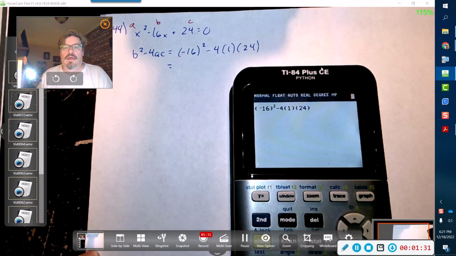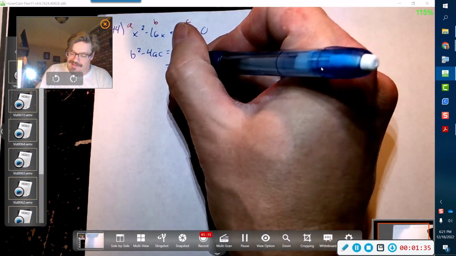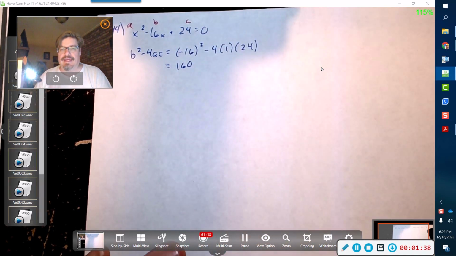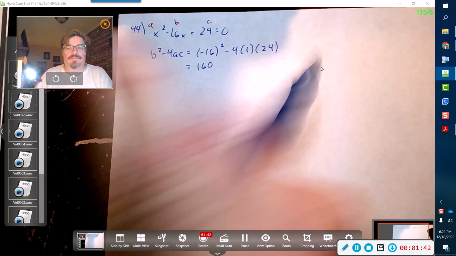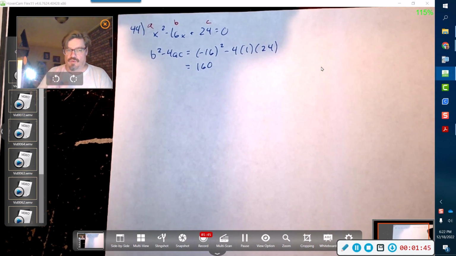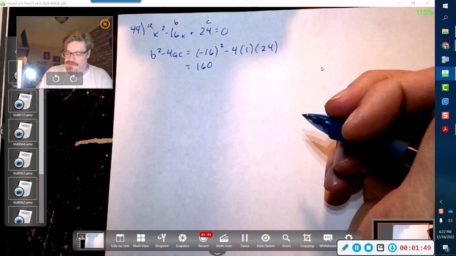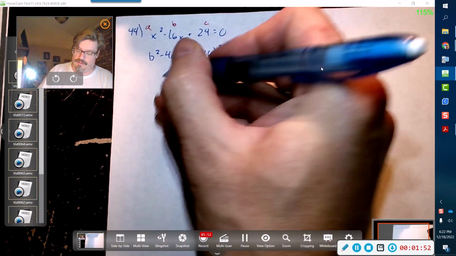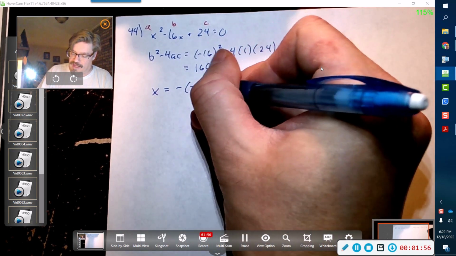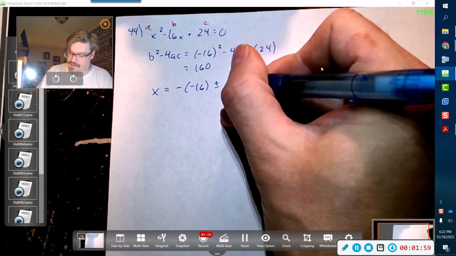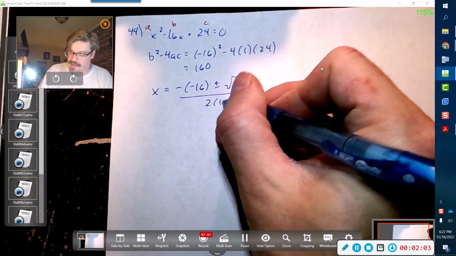Okay, you get 160. Alright, so 160 means, remember we talked about the discriminant, that I'm going to have two answers. Okay, I hit the x-axis twice. Alright, so what this means is I now want to go to the rest of the formula. Okay, x equals negative b, which is negative 16, plus or minus the square root of 160 over 2 times a.